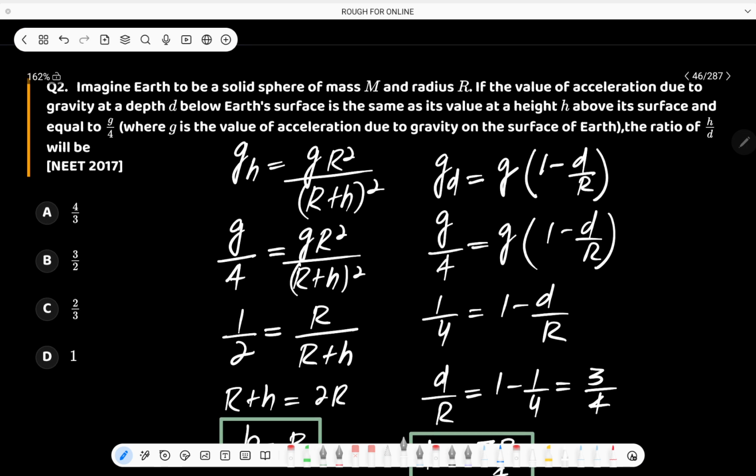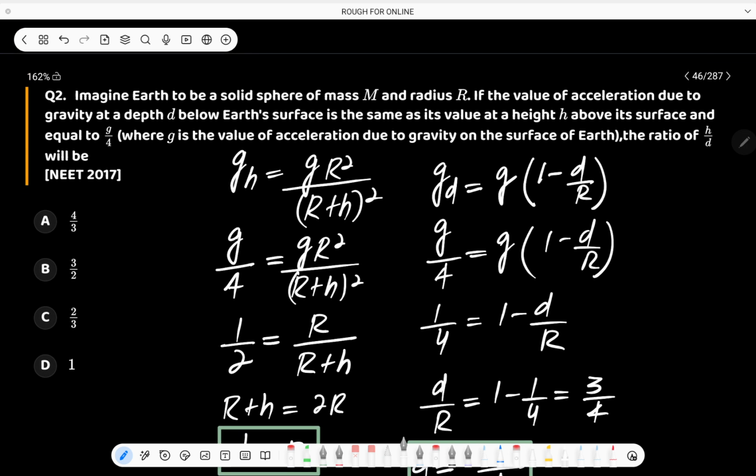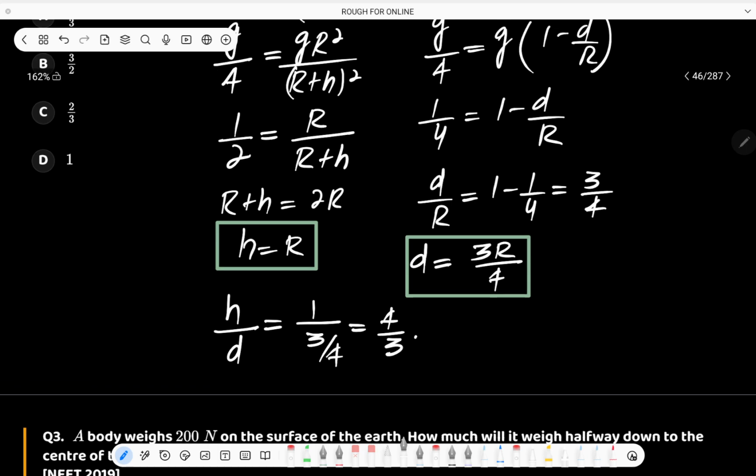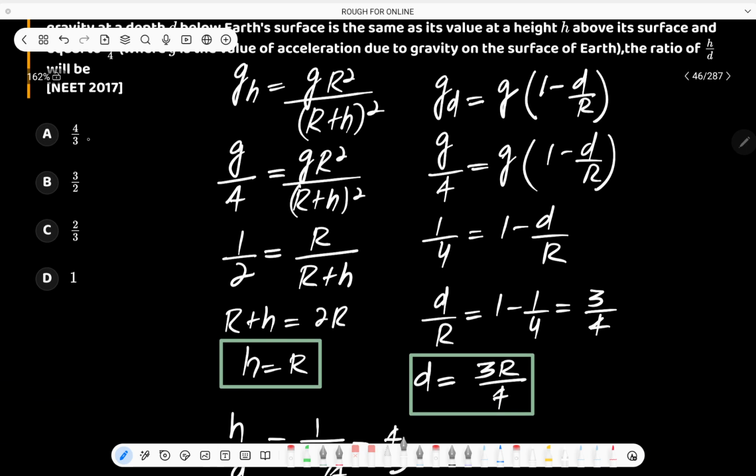Okay, now what is the question finally? The question is to finally calculate the value of h by d. Now it can be easily done. We divide the two, h by d, it will be simply equal to R divided by 3R by 4, and R is going to cancel. 1 divided by 3 by 4. Now the reciprocal of this is simply 4 divided by 3. Now have a look at the options. Option number A is the correct answer.